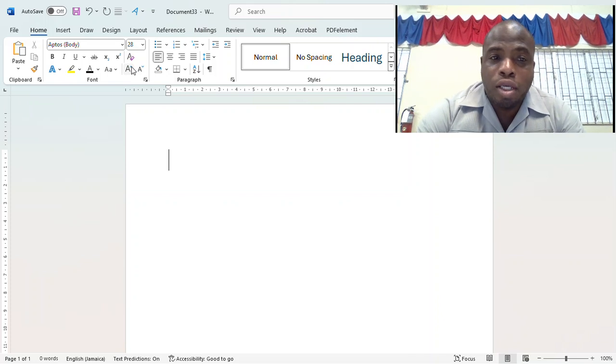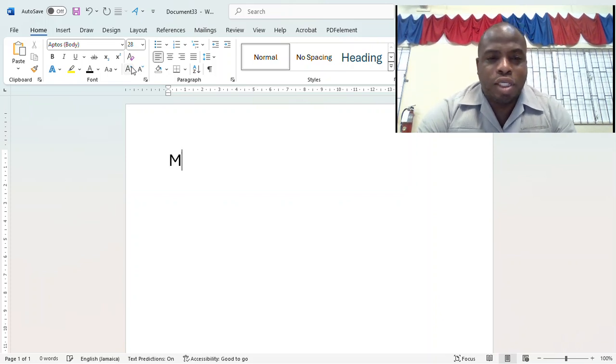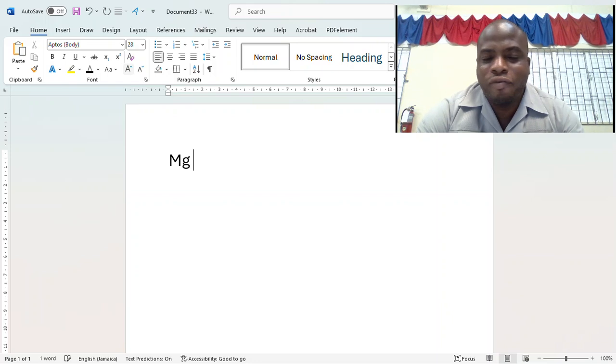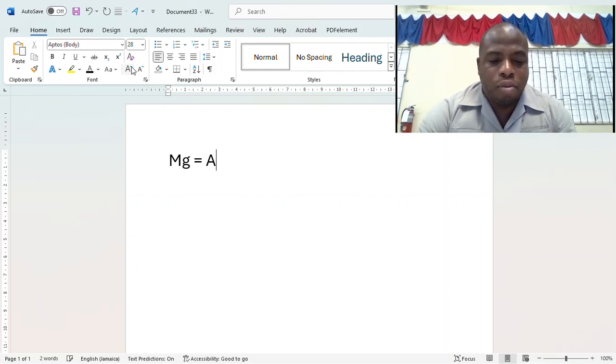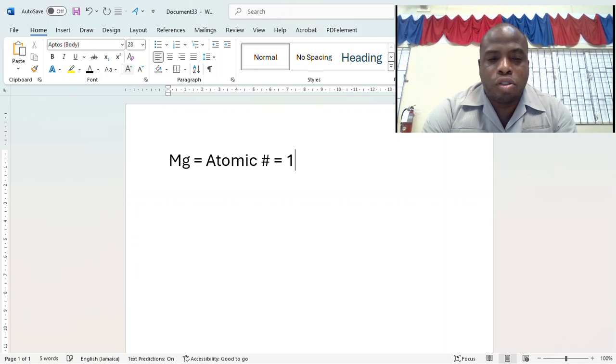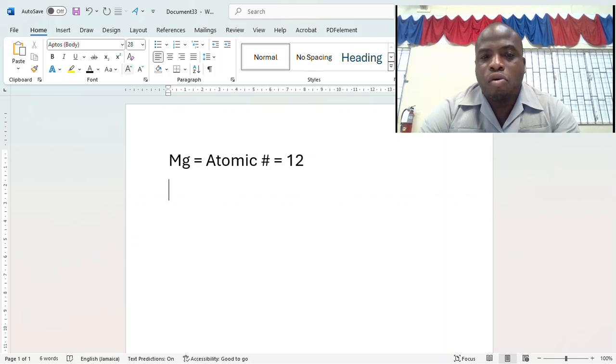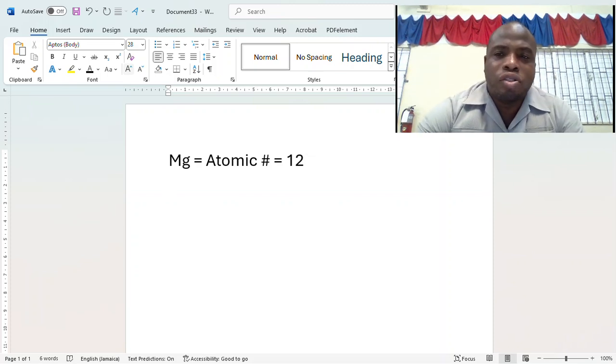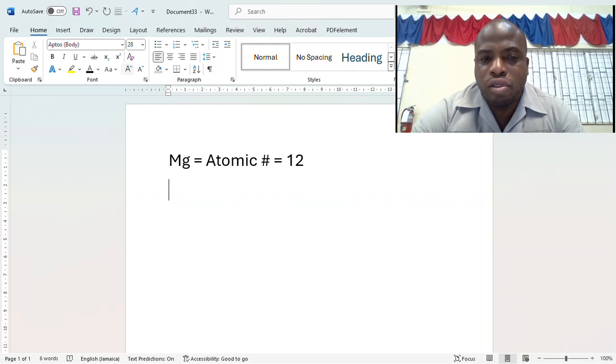So we're on our Word document. You know, magnesium is like my favorite element. What do we know about magnesium in terms of the atomic number? We know the atomic number is equal to 12.